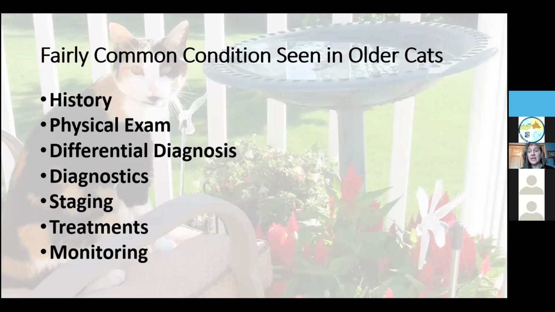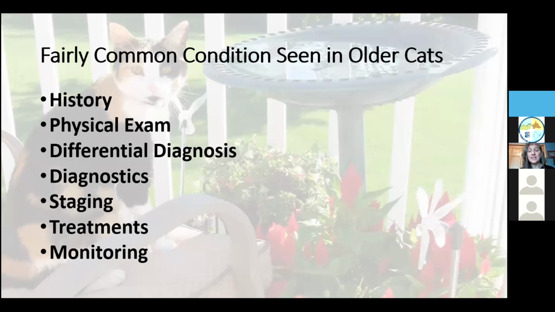We'll look at the physical exam, specific things to look for in the different organ systems that may signal chronic kidney disease or one of the other differential diagnoses. We'll look at the differential diagnosis, the most common diseases that can have similar presenting concerns and histories. We'll look at key diagnostics that are used to confirm chronic kidney disease and exclude other diseases, and also to help us stage the progression of the chronic kidney disease and the corresponding prognoses.